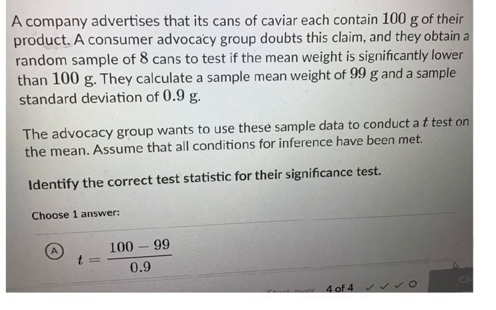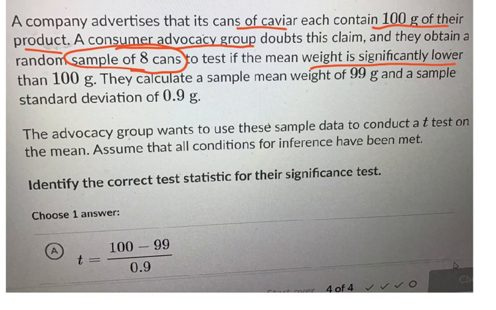A company advertises that its cans of caviar contain 100 grams of the product. A consumer advocacy group doubts this claim. They obtain a random sample of 8 cans, and they're suspecting it's going to be lower, in other words, that the company is cheating on how much caviar is in the can.